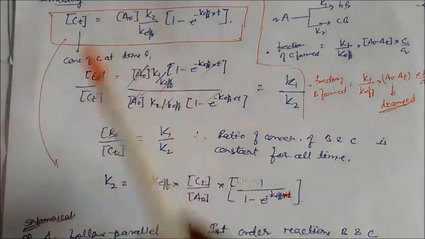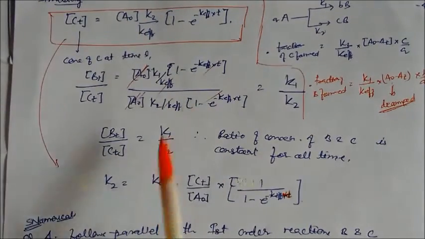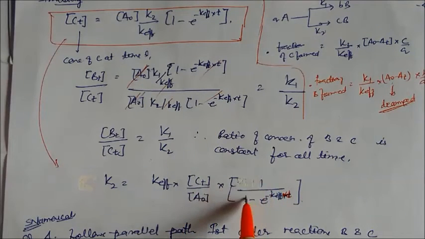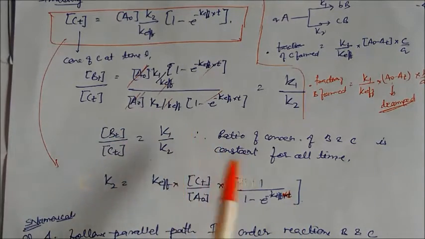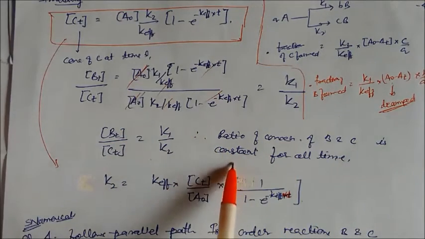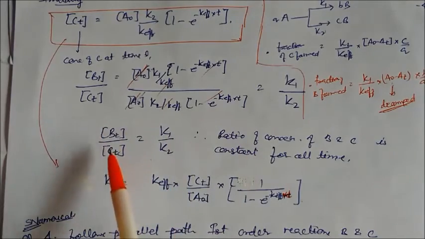Or from here we can see K2 will be equal to K effective into Ct by A0 into 1 by 1 minus e to the power minus K effective into t. So this is the ratio of concentration of B and C, which is constant for all the time.